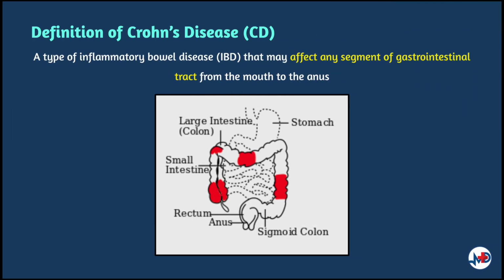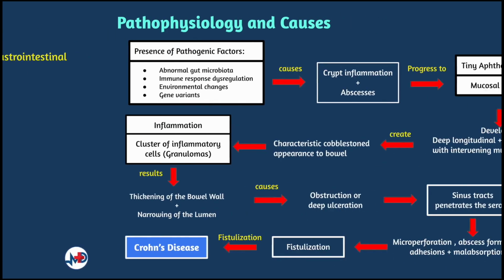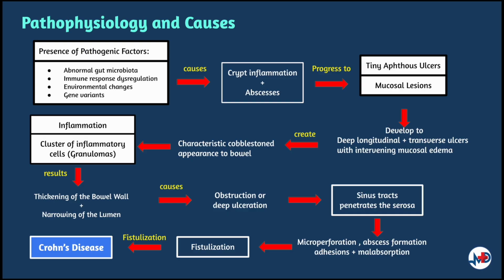Crohn's disease is a type of inflammatory bowel disease that may affect any segment of the gastrointestinal tract from the mouth to the anus. The pathogenesis of inflammatory bowel disease, which includes both Crohn's disease and ulcerative colitis, involves the presence of pathogenic factors such as abnormal gut microbiota, immune response dysregulation, environmental changes, and gene variants.